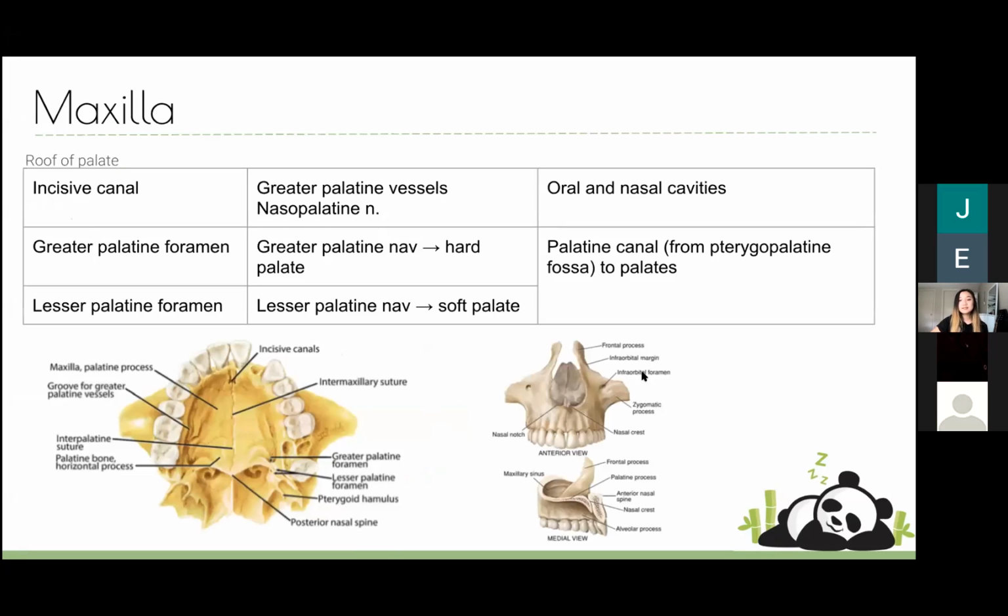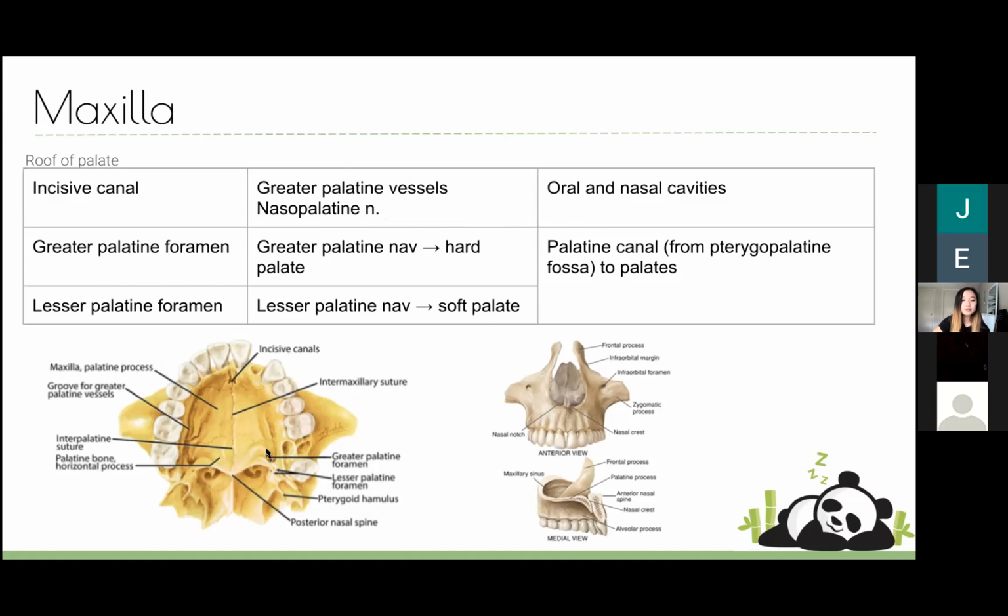This is your maxilla over here, kind of making up this part of your face. And these are the three main canals in them. You've got your incisive canals by your incisor teeth at the front. And there are two-ish things that run through here. You've got your greater palatine vessels and your nasopalatine nerve. Your nasopalatine nerve runs from the inside of your nose through this incisive canal into the top of your mouth, or the roof of your mouth. So it forms kind of a channel between your oral and nasal cavities.